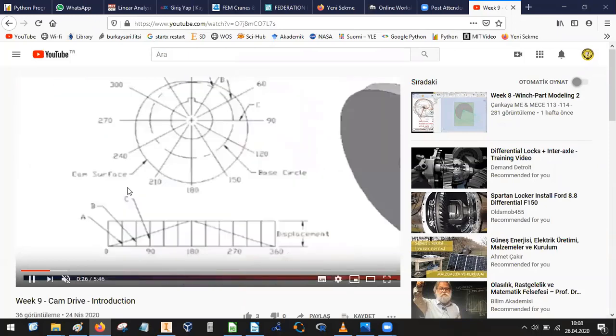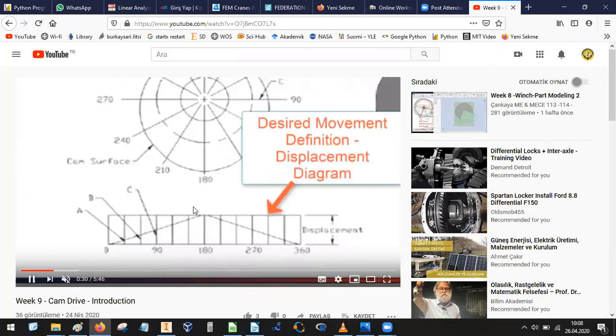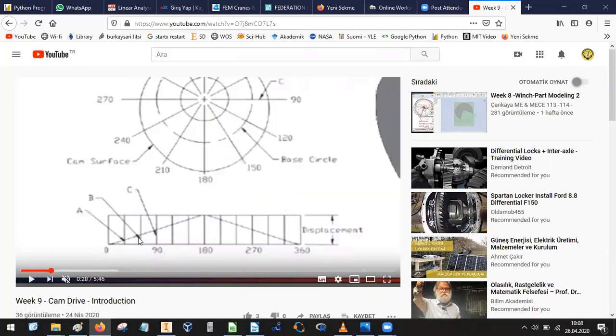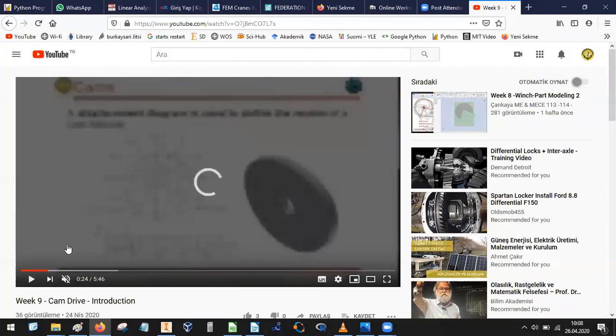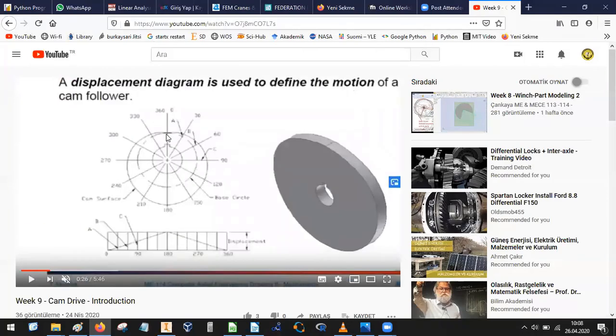We first define the cam movement with this displacement diagram, okay? And in this displacement diagram, we have divided our cam into segments. In this example, we have divided our cam into 30 degrees segments. We have 12 segments here.